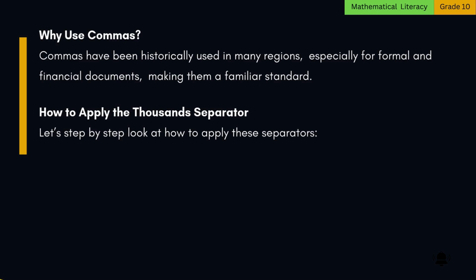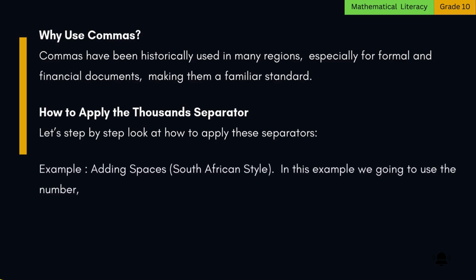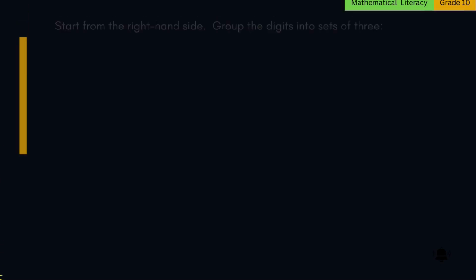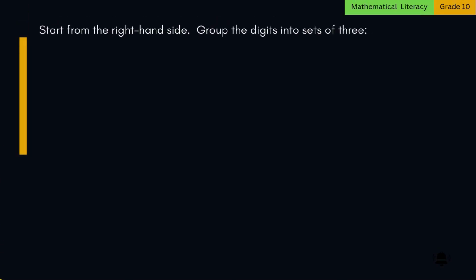Let's step by step look at how to apply these separators. Example 1. Adding spaces, South African style. In this example we're going to use the number. Start from the right-hand side. Group the digits into sets of 3.